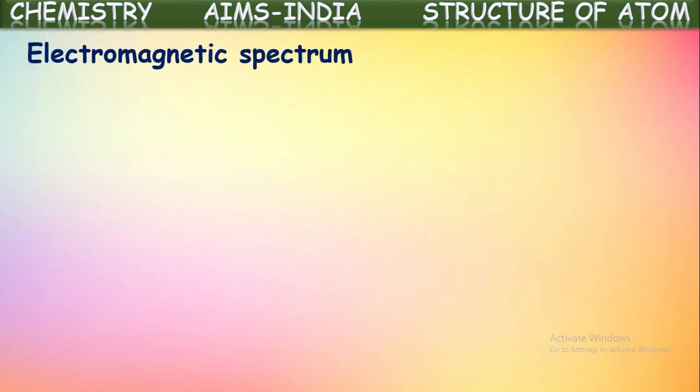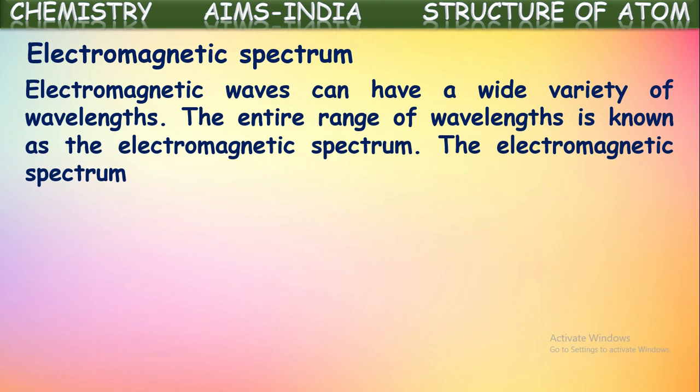So, electromagnetic spectrum. Electromagnetic waves can have a wide variety of wavelengths. Yes, we already told this. Different waves are characterized by different wavelengths. The entire range of wavelengths is known as the electromagnetic spectrum. If all the different ranges of wavelengths are written together, then that is called the electromagnetic spectrum.